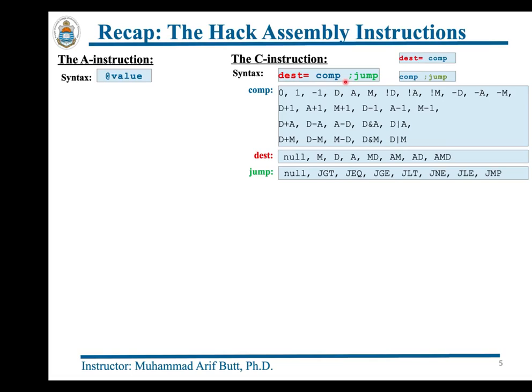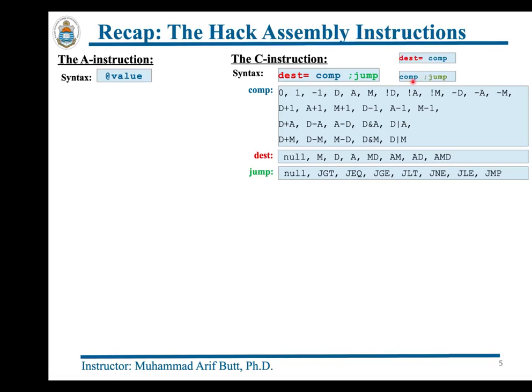It can be used in two ways. We can either store the result of the computation, and the computation can be one out of these 28, inside some destination, and destination can be one out of these 7. Maybe if you include null, this is also 8. So this one syntax of the C instruction is destination equals computation.